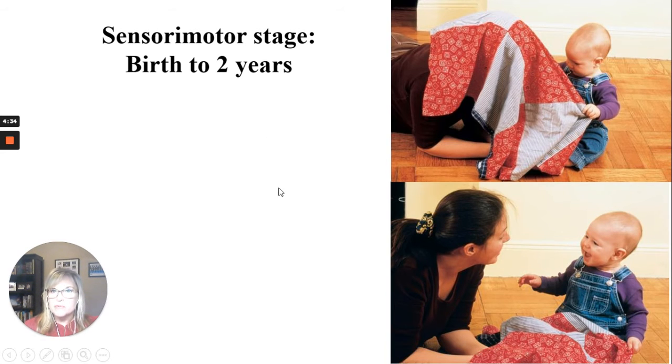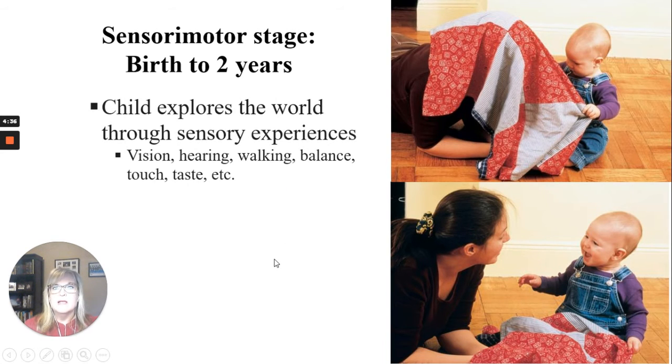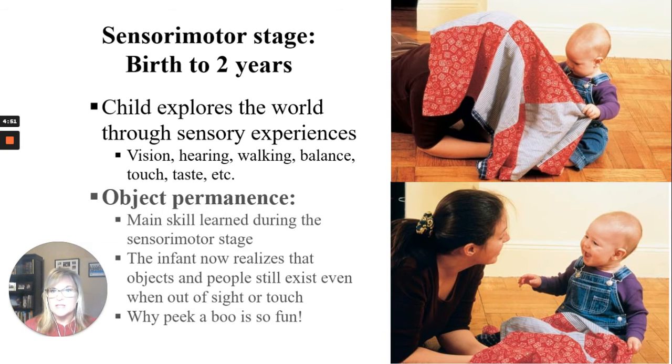So the sensorimotor stage is birth to 2 years, and this is where kids are exploring the world through their sensory experiences. Their vision's developing, their hearing's developing, they're learning about balance and walking, touch, taste, all those senses, as well as physical movements. One of the main skills that kids learn at this stage is what we call object permanence.